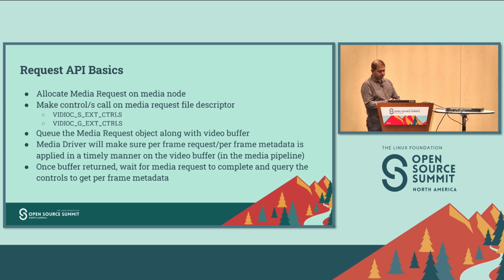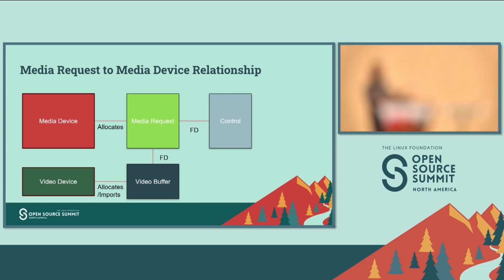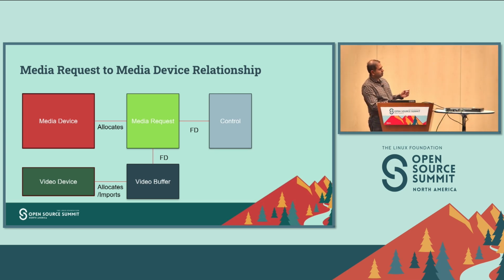So I do have some diagrammatic representation of this. First we need to understand the relationship between all of this. So there's a media device. Using the media device, you'll allocate a media request. A media request is basically an FD, a file descriptor. You associate that with a control. You also associate that with the video buffer. And these video buffers are typically allocated by the video device, or they're allocated elsewhere and imported by the video device. So this is good to understand.